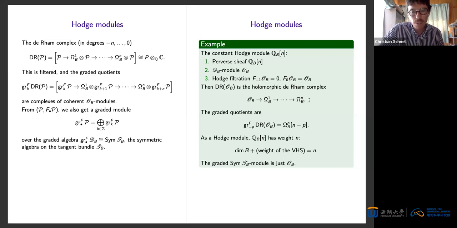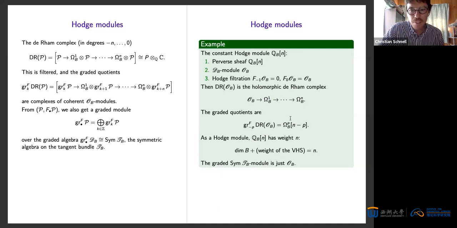The holomorphic forms, right? By the Poincaré lemma, this holomorphic de Rham complex is a resolution of the constant sheaf C_B. And so this is a special case of this isomorphism here. And if I take the graded quotients, because the filtration is so simple, the graded quotients are just chopping off the different pieces of this de Rham complex. So if I take the graded quotients, I just get the sheaves of forms in different degrees.